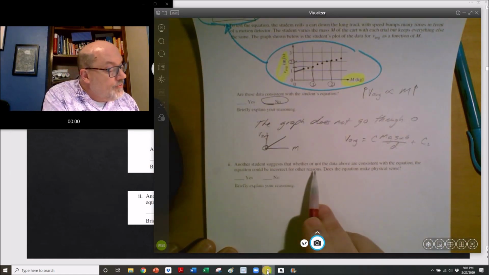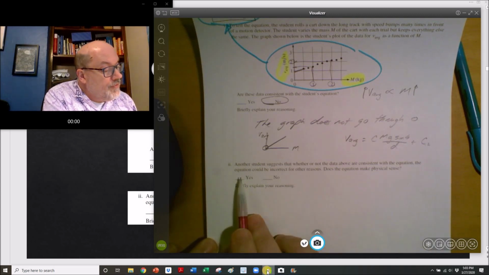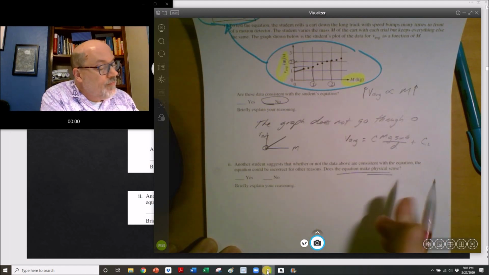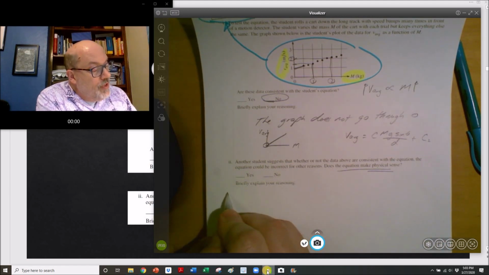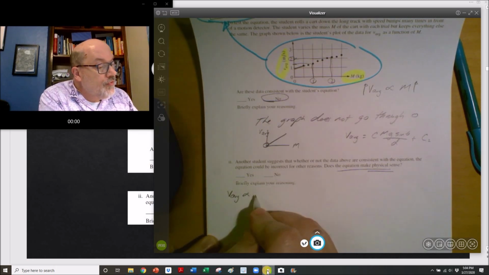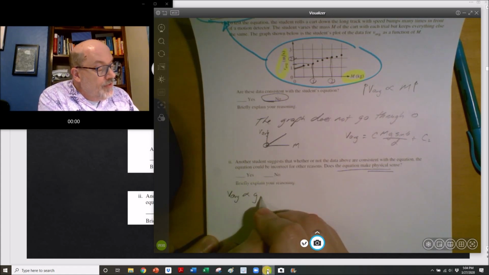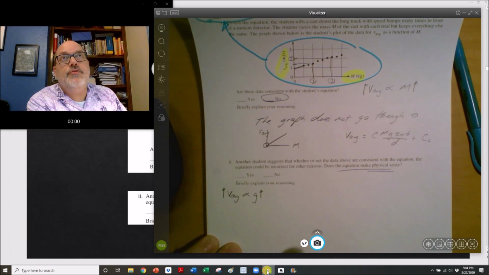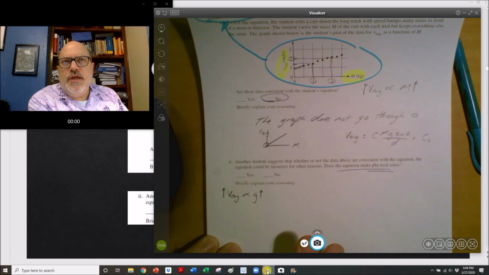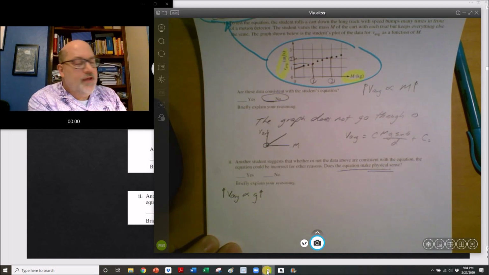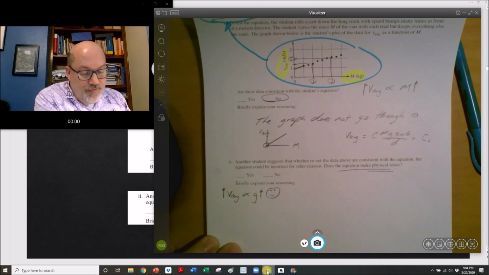All right, last part. Another student suggests that whether or not the data is consistent with the equation could be incorrect for other reasons. Does the equation make physical sense? All right, so let's take a look. This equation predicts that V average is directly proportional to G. So as G goes up, V goes up. All right, well, that seems to make sense. If we did this experiment on Mars, it should be less gravity, it should roll down slower. If we did it on Jupiter, more gravity, pulling it down, it should accelerate down faster. So that seems to make sense.